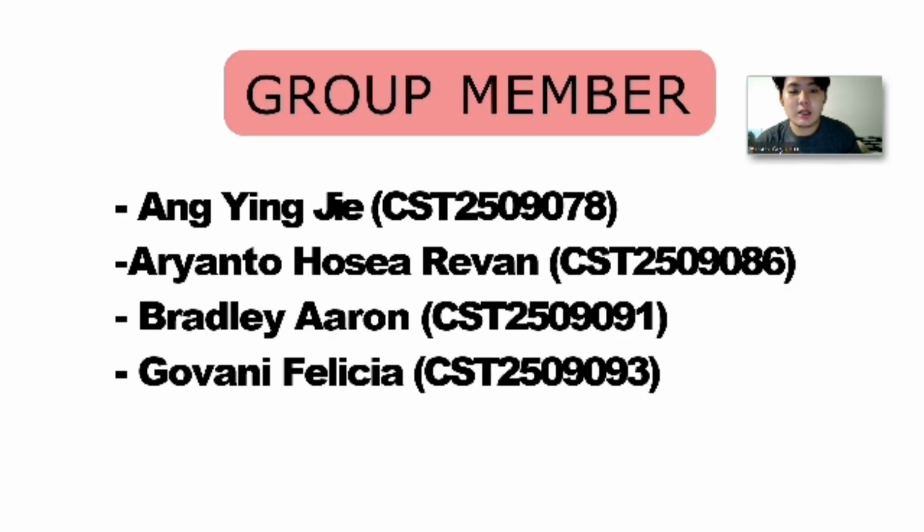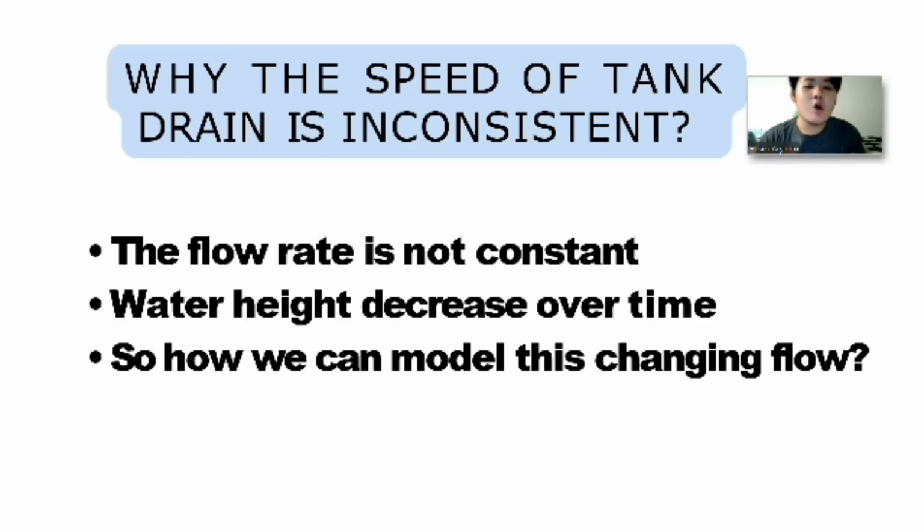First, let's start with the main question, which is why the speed of tank draining is inconsistent. When a water tank drains, the water flows very fast at first, but as time goes on, the flow gradually slows down. This shows that the speed of draining is not constant. But why does this happen? The main reason is that the water height in the tank decreases continuously over time. And since the water height affects the speed at which water exits, the flow rate changes as the tank empties.